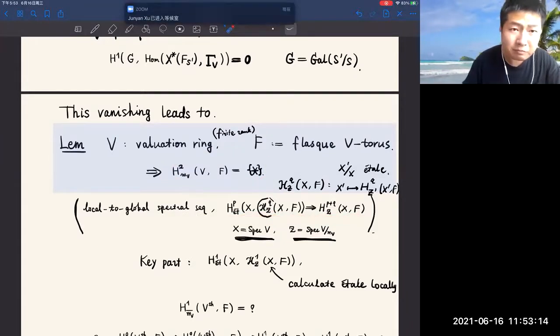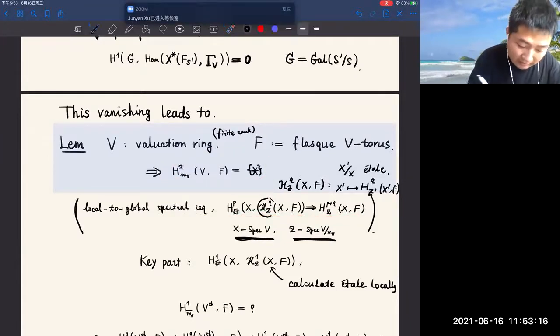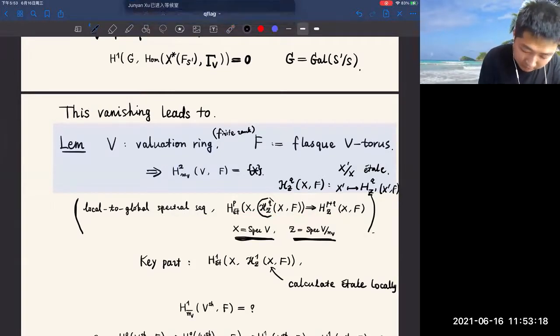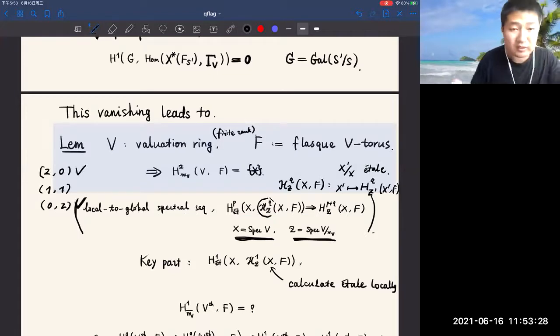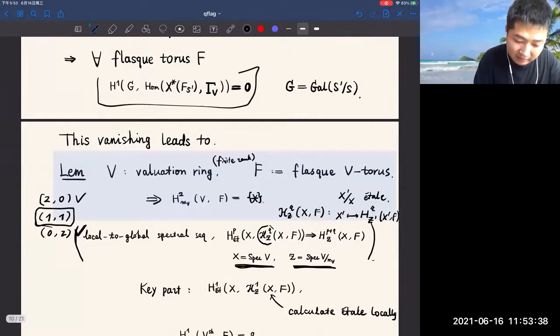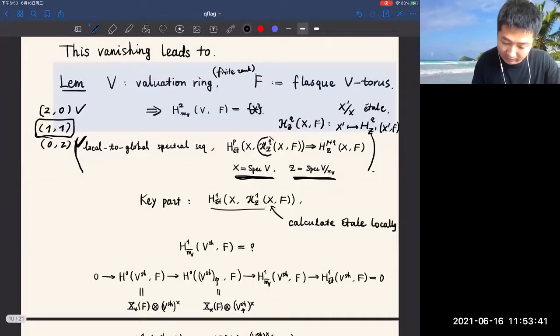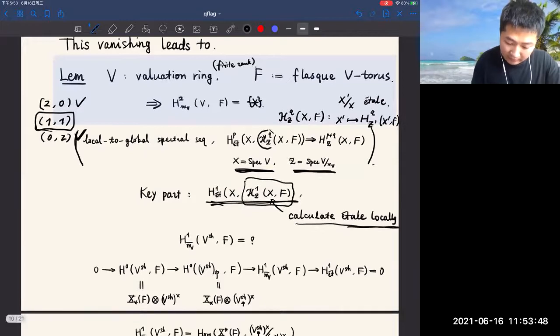So to calculate, there are three components: (2,0), (1,1), (0,2). But these two components are trivial for a very simple reason. The essential part is the (1,1) case. So the key part is this component. We calculate this sheaf locally.